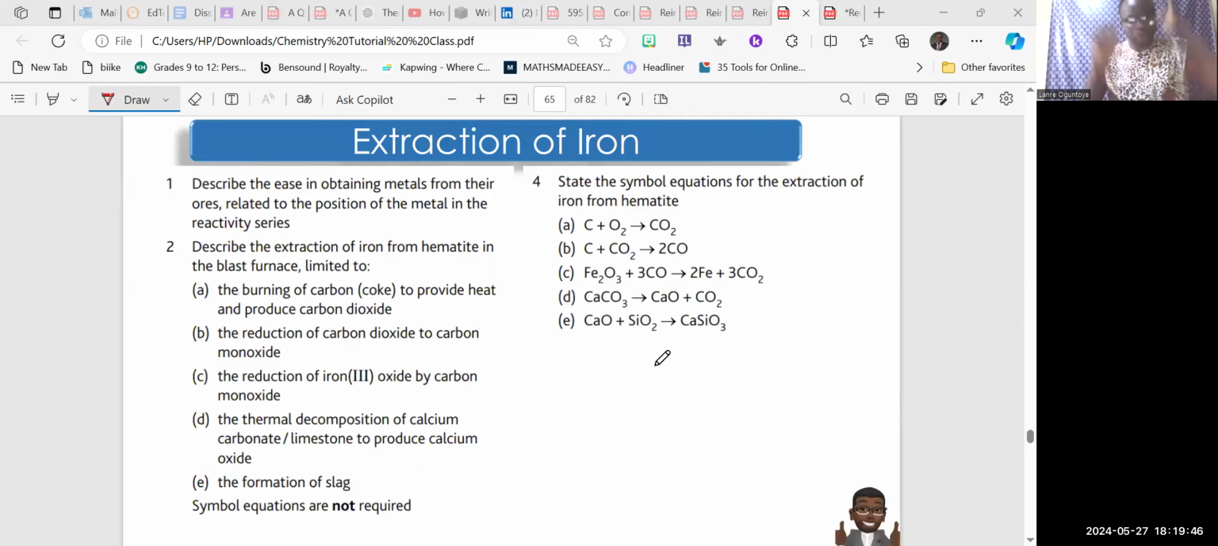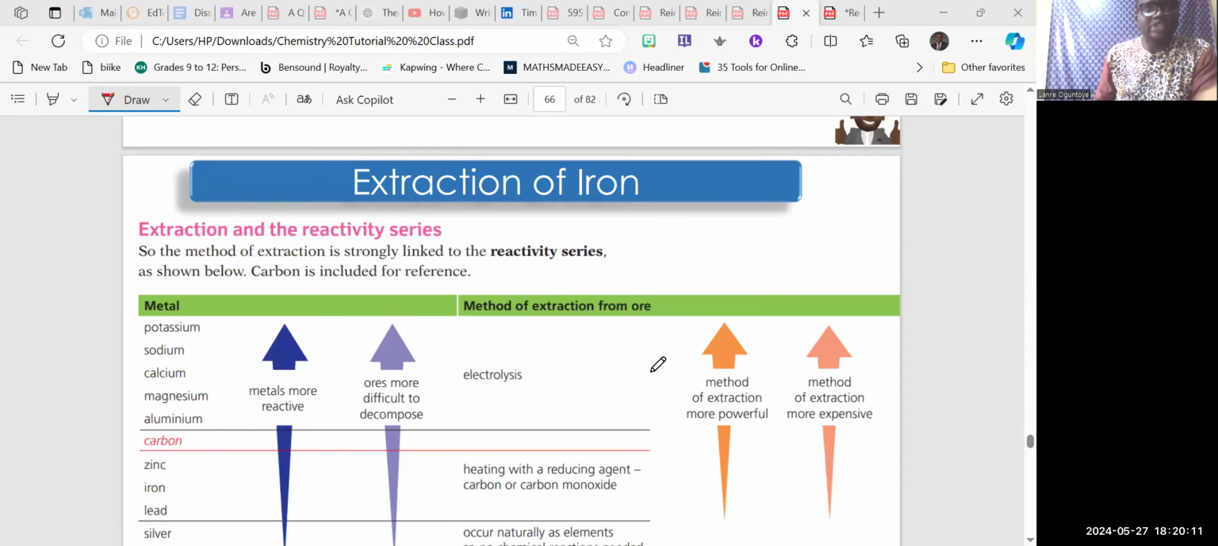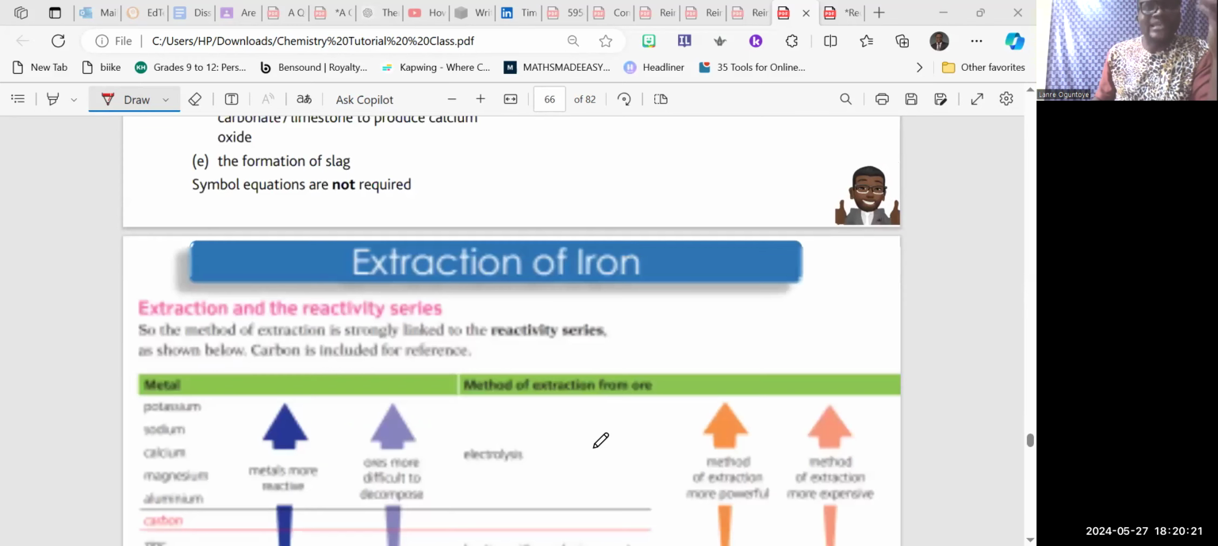I'm just going to touch on extraction of iron. It seems like the urgent one, right? These are the things you are supposed to know under extraction of iron, and it's pretty simple to understand. The first thing you need to know for extraction of any metal is the name of the ore. What is the basis of extraction? I think I explained that before. You need to know the basis of extraction, which is what this is saying: describe the ease in obtaining metals from their ores related to the position of the metal in the reactivity series. That's learning outcome 1.